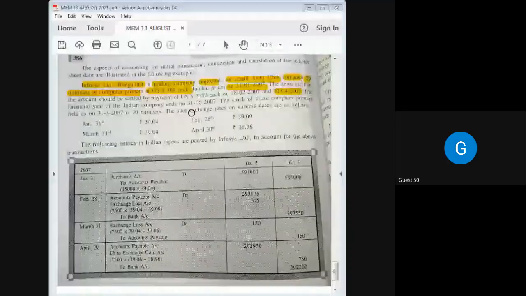Financial year of the company ends on 31st of August 2007. So it is a second quarter. Okay, the financial year of the company ends on 31st of August 2007. So the stock of these company printers held as on 31st of March 2007 is 30 numbers. Spot exchange rate on base dates is as follows.